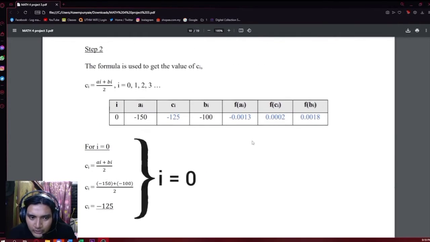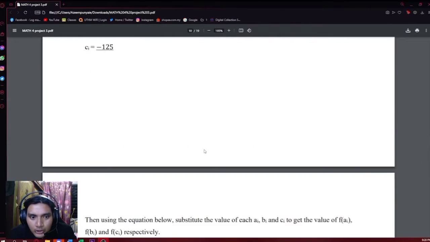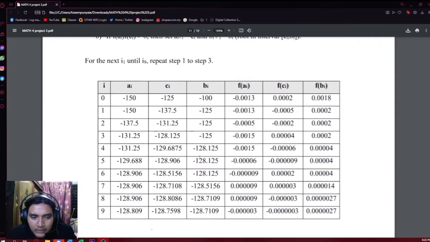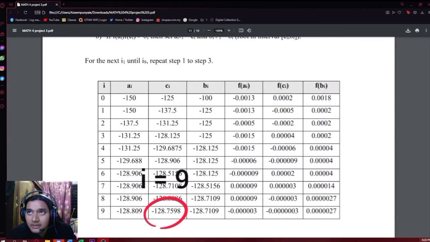For i equal to 0, what we get is negative 125: negative 150 plus negative 100, divided by 2, and the answer is negative 125. Using the same steps, we need to find the iterations until iteration 9. The answer we will get is negative 128.76. This is the value that we need.